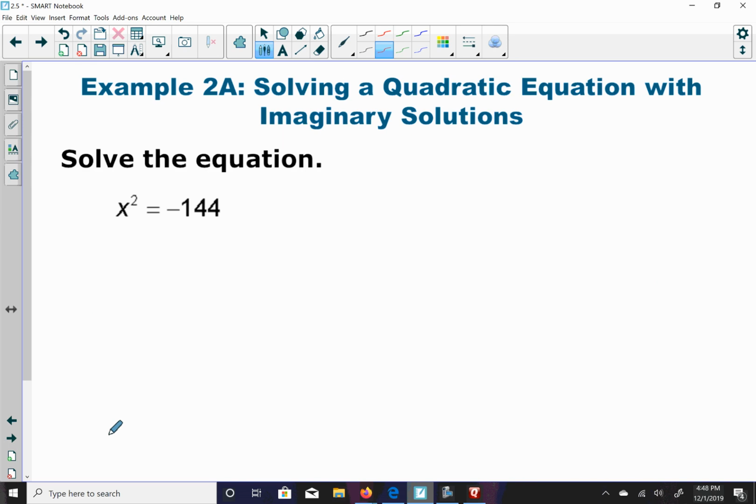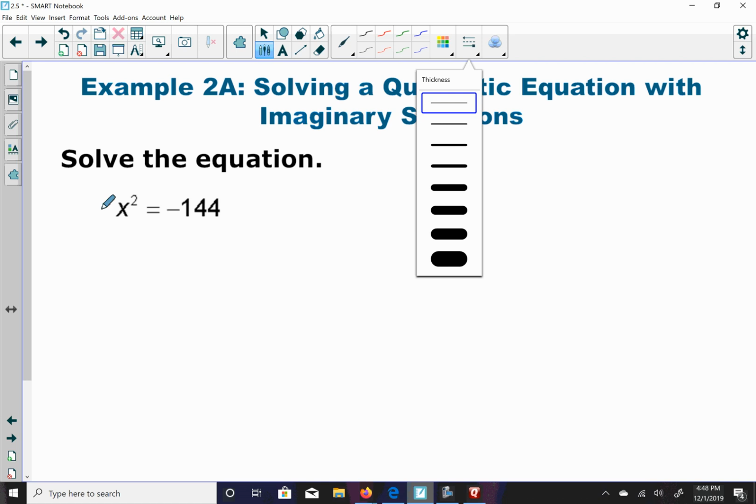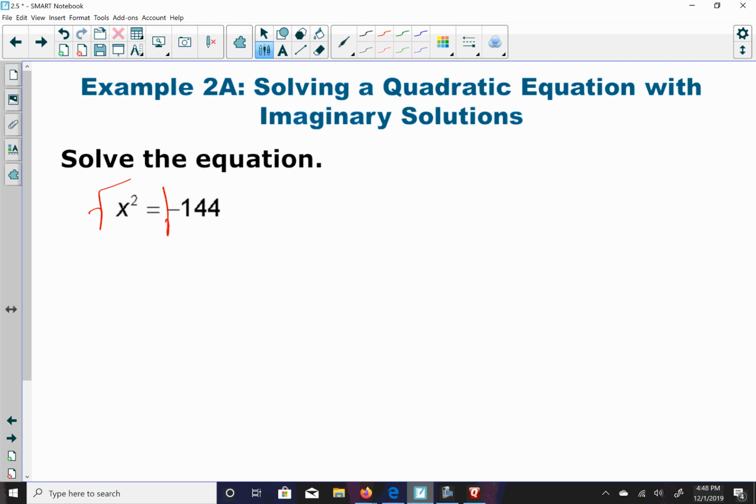Now we're going to solve quadratic equations with imaginary solutions. So we're going to start with a simple one where I do not have a middle term. I just have x squared is equal to negative 144. Notice that the x squared is on one side by itself with a coefficient of 1. So what I'm going to do to solve this is take the square root of both sides. So I'm going to say square root, square root. Square root of x squared is x. When I take the square root and I'm looking for a solution, I'm going to write plus or minus because it's going to either be positive or negative.